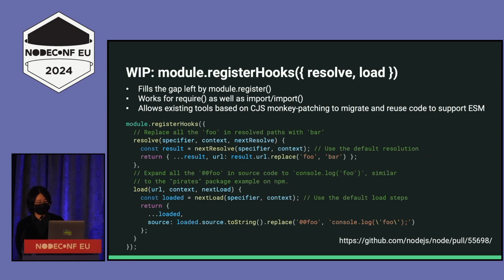So the new API, which is now being worked on in a pull request, basically looks like this. It's still similar to module.register, but it will just accept functions directly, since existing hooks out there already take user configurations in the form of objects instead of module IDs. Let's say to replace all the foos in the resolve path with bar, you can just add a resolve hook and modify the URL resolved by default resolution. Or to port the example of the pirates package on npm, you can just implement a load hook to modify the source code. So this API will work for both require and import customizations, which means tools previously based on CommonJS monkey patching can support ESM by reusing most of the code that they already have.